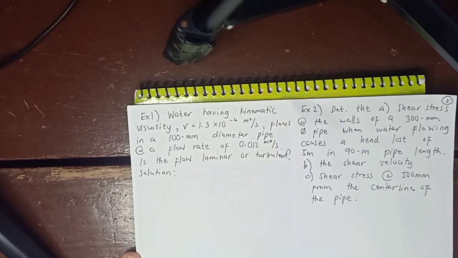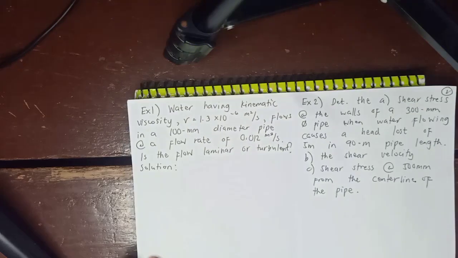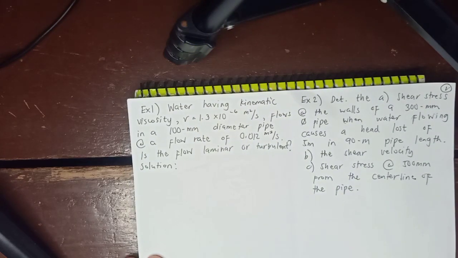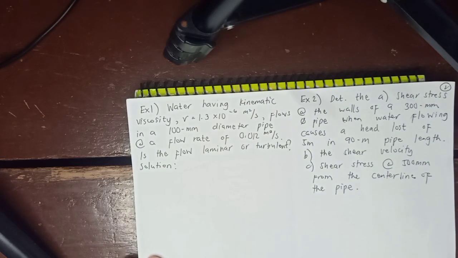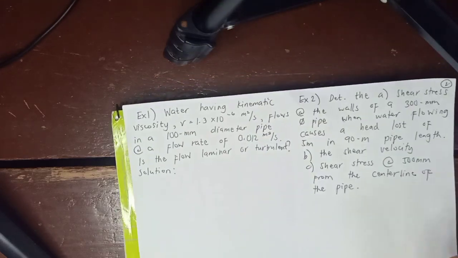The first example is water having kinematic viscosity of 1.3 times 10 to the power of negative 6 square meter per second, flows in a 100 millimeter diameter pipe at a flow rate of 0.012 cubic meter per second. Is the flow laminar or turbulent? So the solution is here.